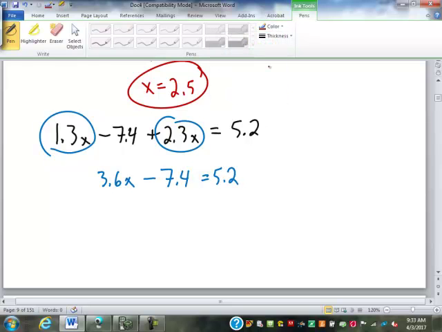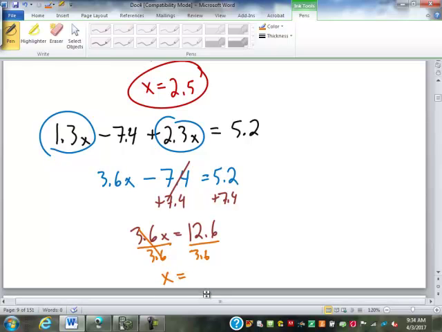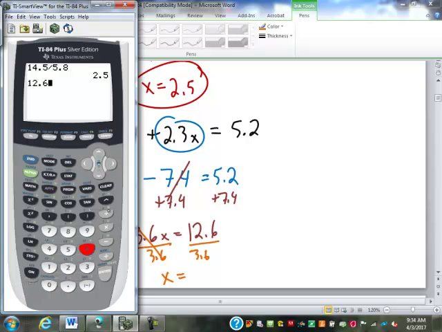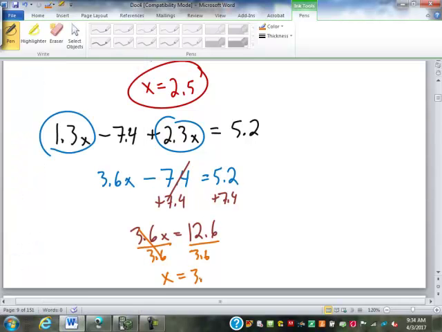What's next? We'll add the 7.4. So 3.6x equals 12.6. And then divide by 3.6. So x equals, did it come up before exactly? It comes up to 3.5. There we go. X is 3.5.